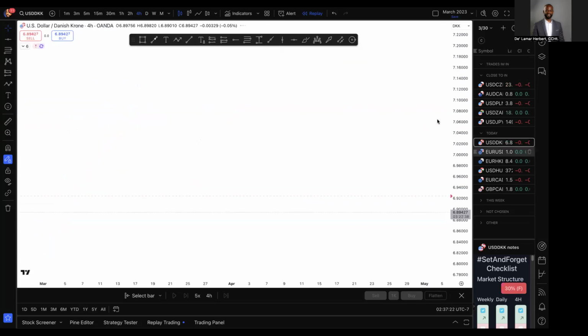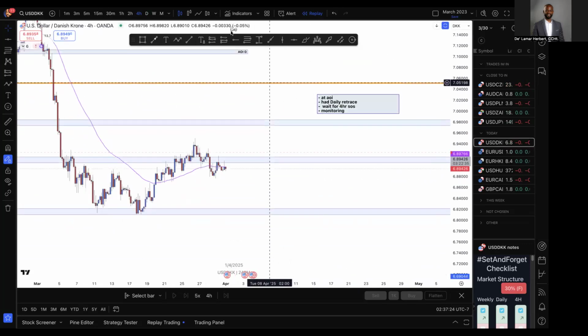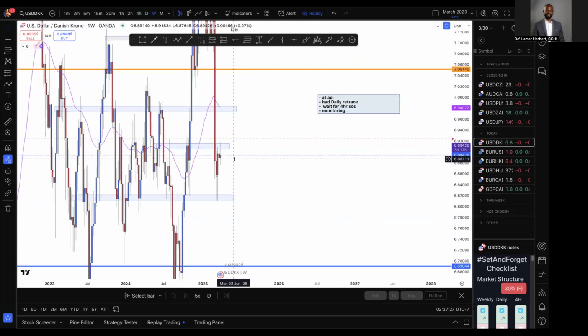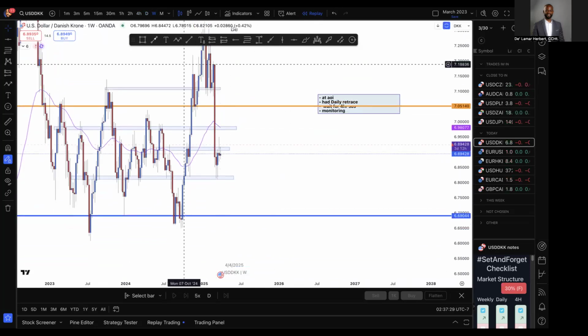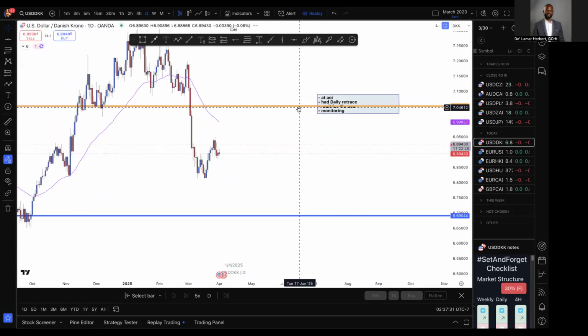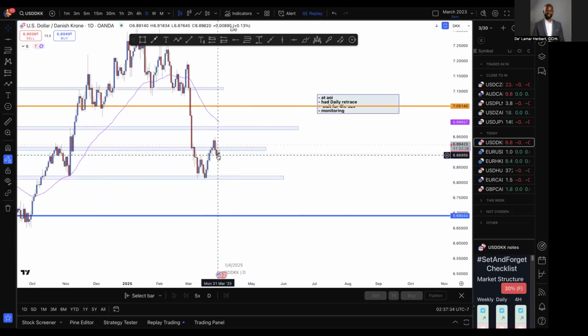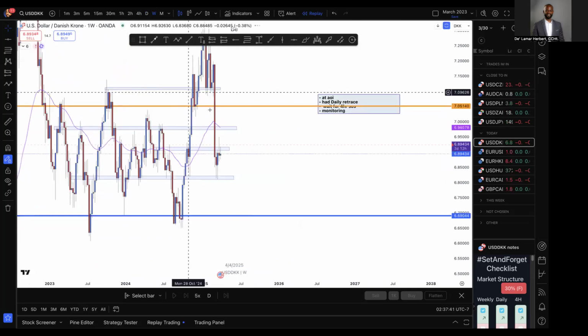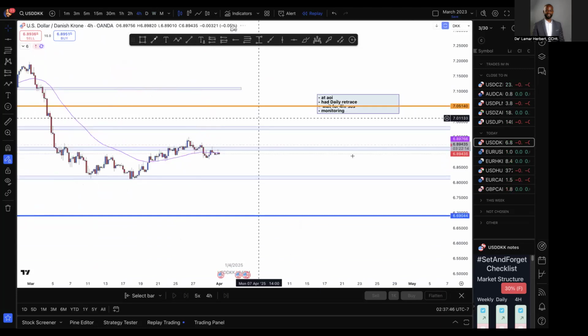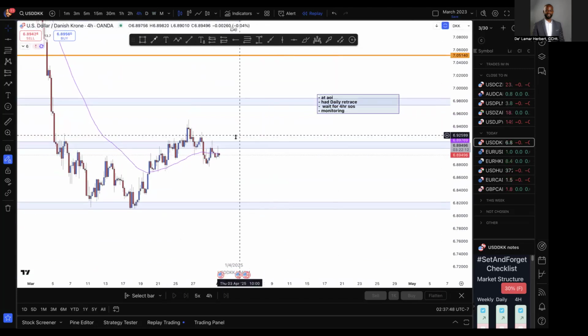All right, USD DKK. USD DKK, we're at the area of interest now, currently at this pullback of this weekly. Daily is bullish, had a pullback. This can be an adequate counter trend trade to this structure point. But first, we just need a proper shift of structure here, right above this lower high, that 4 hour structure.